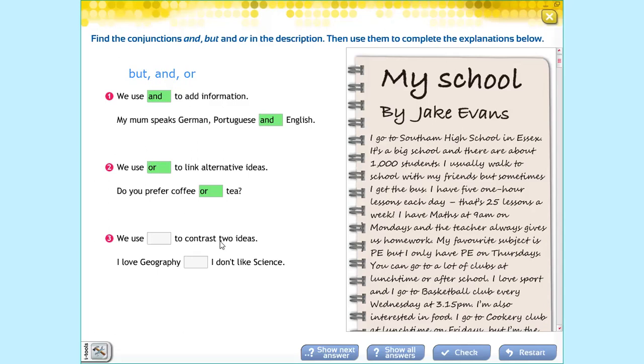Okay, 3 is the last one. We use but to contrast 2 ideas. I love geography, but I don't like science. But always is for contrasting 2 ideas. For example, I love is positive and don't like science is negative. So the first one is positive and the second one is a negative idea, right? Okay, that's for contrasting. All right.